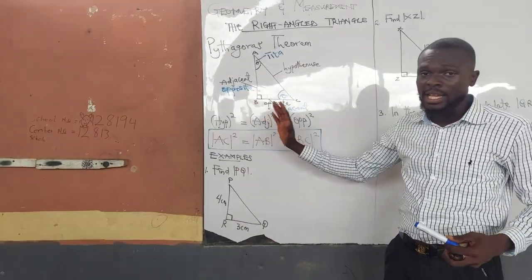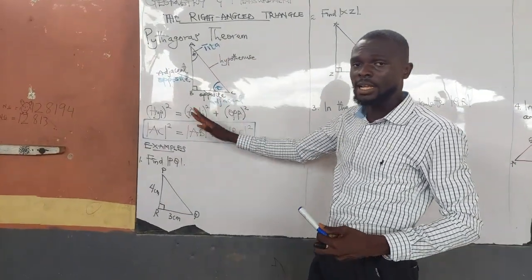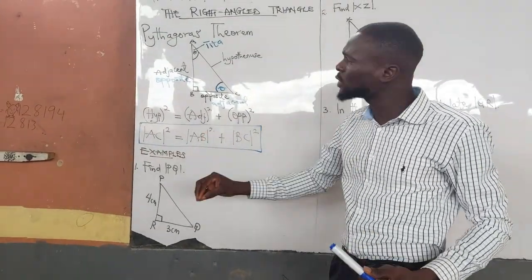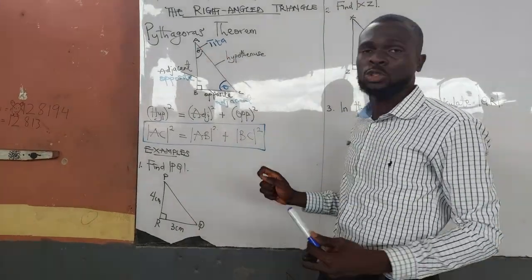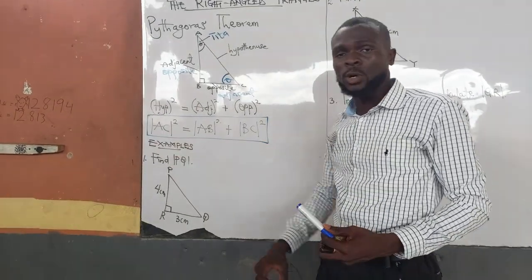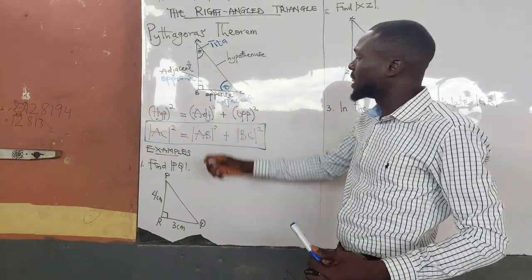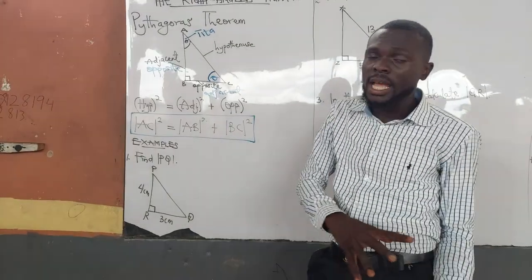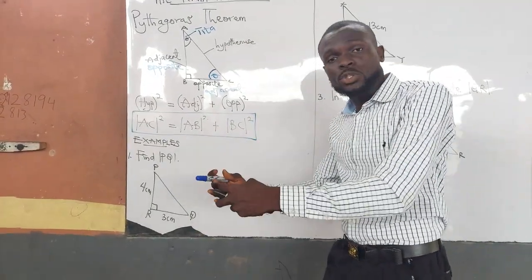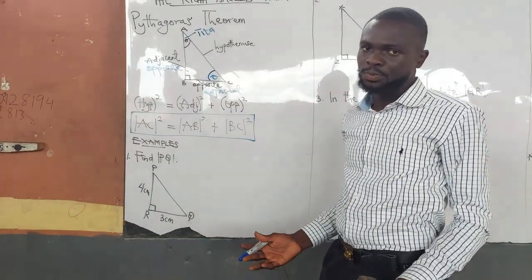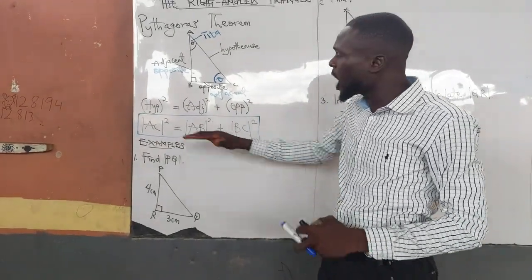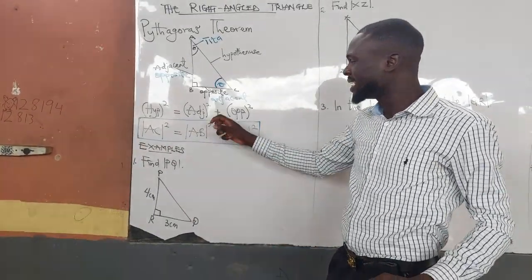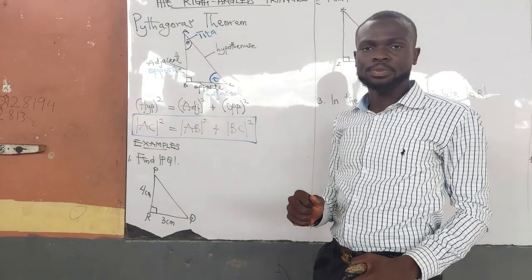Because the theorem is saying that the square of the hypotenuse, what is the hypotenuse? The hypotenuse is the longest side of the triangle. So the square of the hypotenuse is equal to the opposite square plus the adjacent square. The opposite square plus the adjacent square gives you the hypotenuse squared. This is what the theorem is saying. So with the help of this theorem, we can solve numerous examples using the Pythagoras theorem.